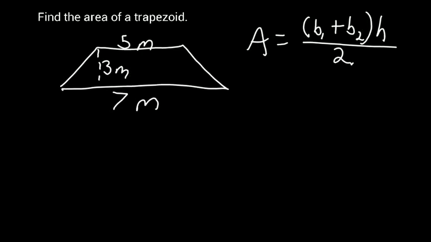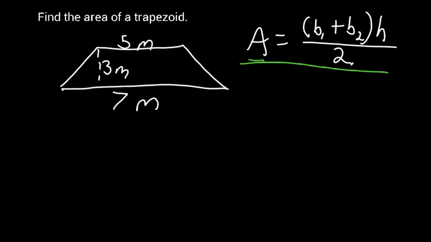Alright, we are now trying to find the area of a trapezoid. Now over here we can see our formula. It's the area equals, and it's a little complicated, but B1 plus B2 times H, and then everything is divided by 2. So let's start by identifying each piece of a trapezoid.